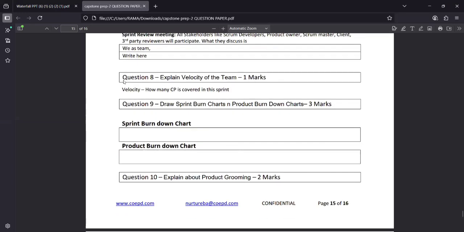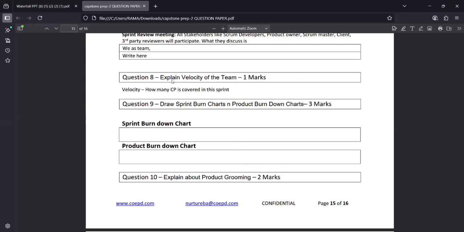So here is the next question, question number 8. Explain velocity of team. So let us know what the velocity of a team is. It is the amount of work a team can complete in one sprint. It is usually measured in story points, so we can also call them complexity points.